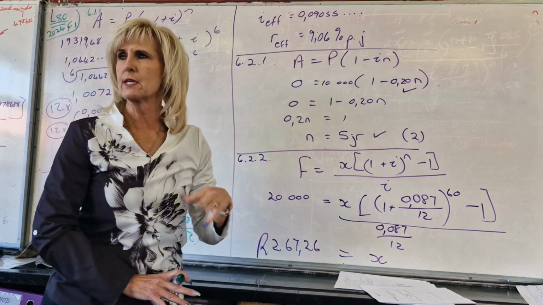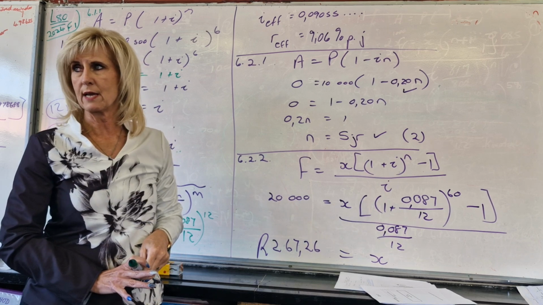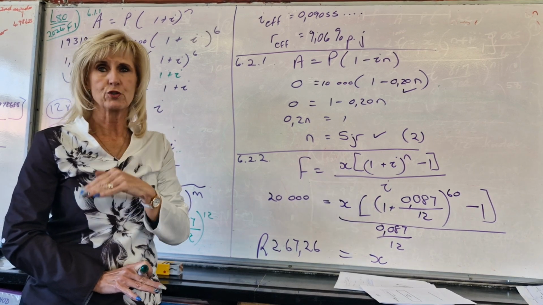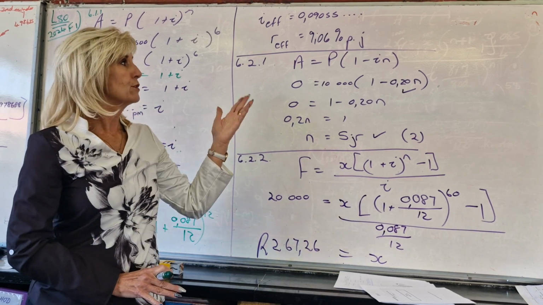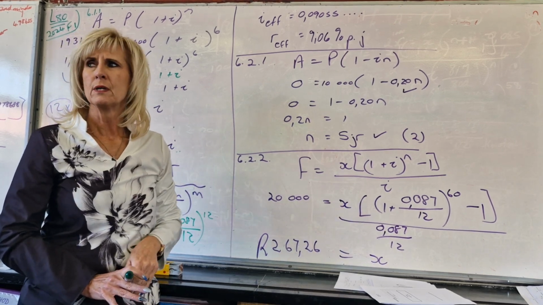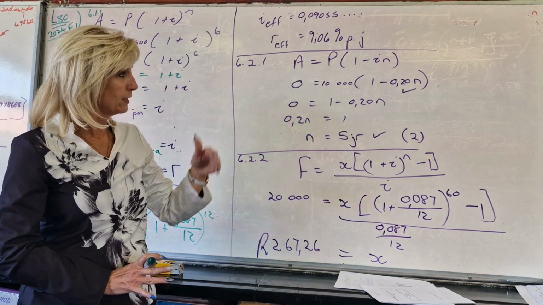9%, 9.06, 9.1. Please remember that the sums usually say in the beginning of the paper, round off to 2 when necessary. So we stick to 2 all the time. If you said 9.1, it's not wrong, but please do what they ask you. Okay, per annum, per year.